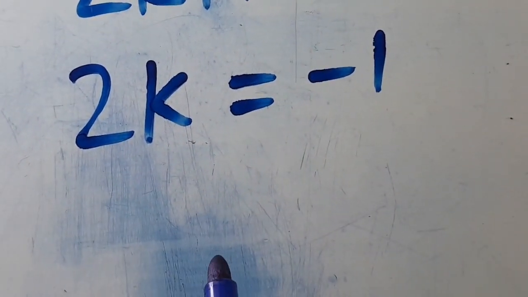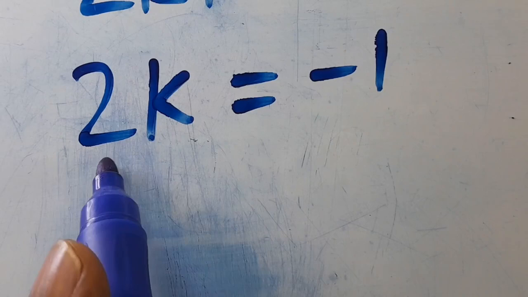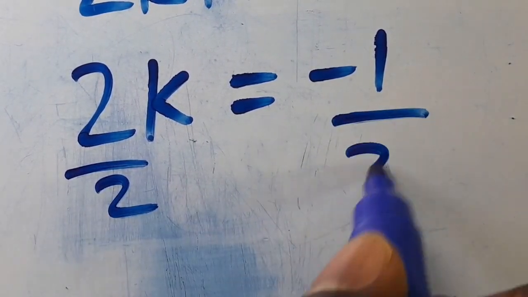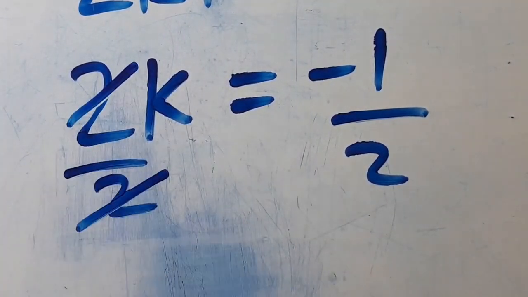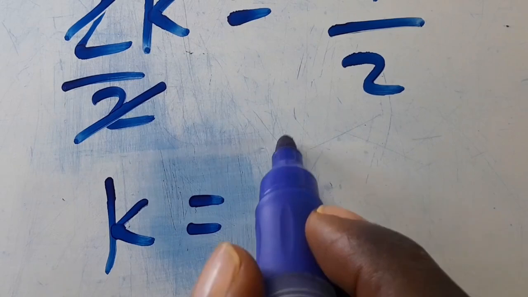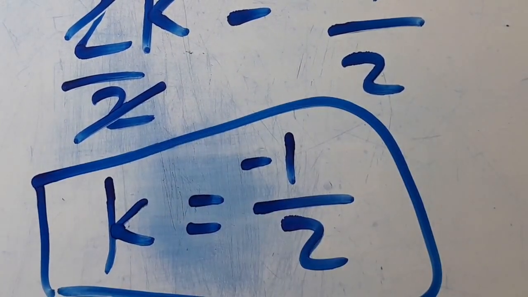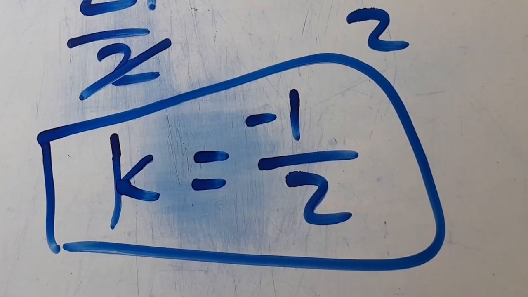Then we can get the value of k by dividing through by 2. So this and this will cancel. So we are going to have k equals minus 1 divided by 2. Here is another solution for k.